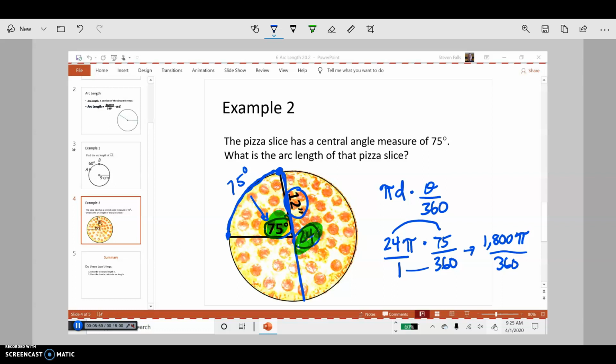So the length of that pizza slice on the crust there, which is the arc, is about 15.7 inches. It's a pretty big pizza slice. It's a really, really big pizza. All right, so those are 2 good examples you guys can have in your notes. That's how you're finding arc length.